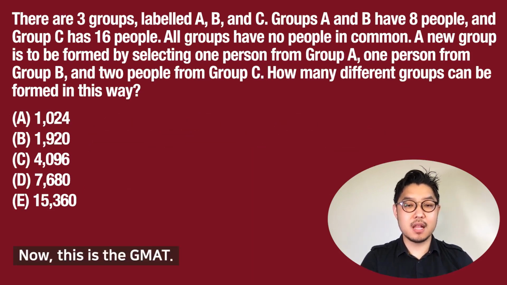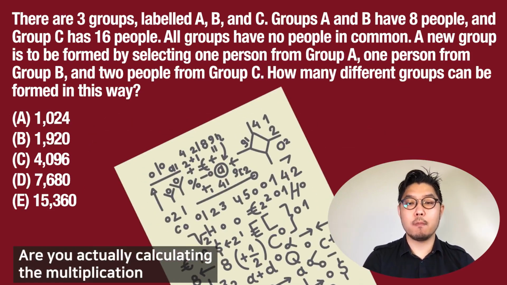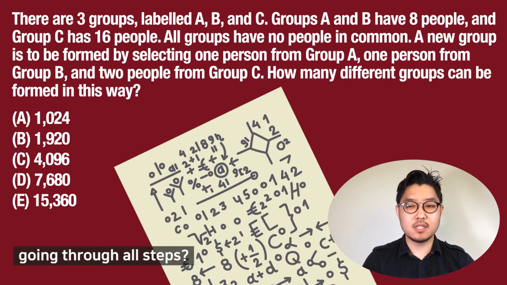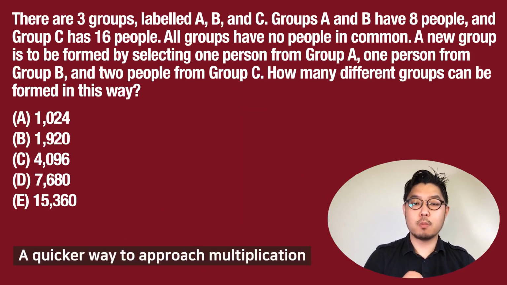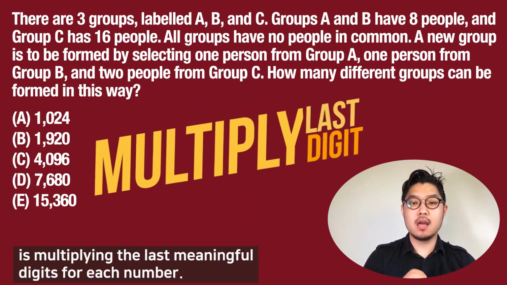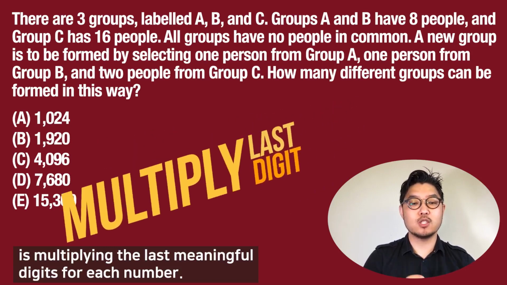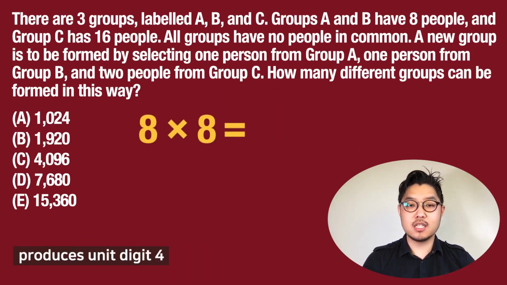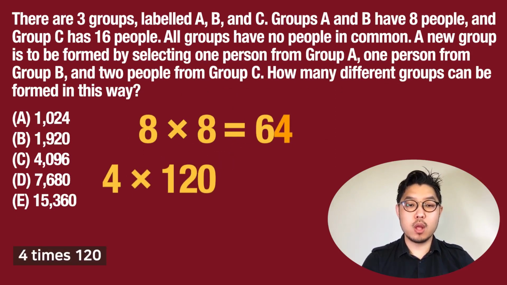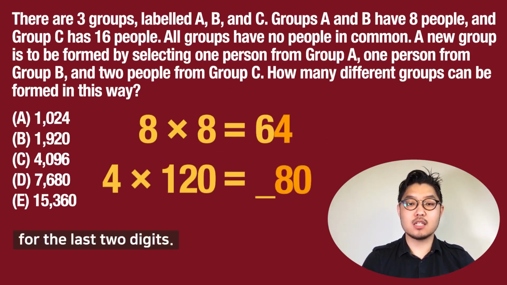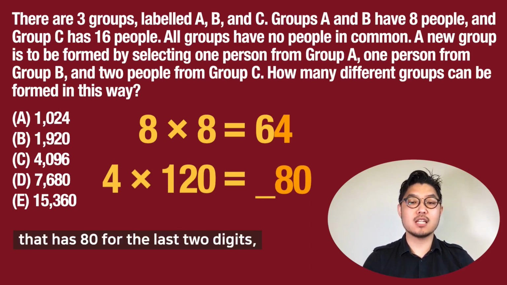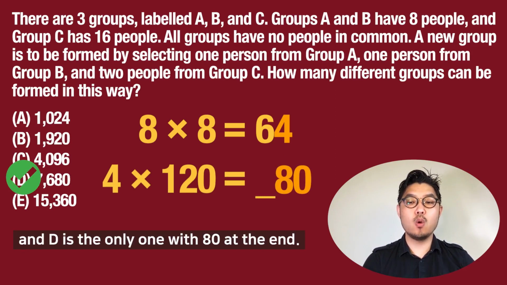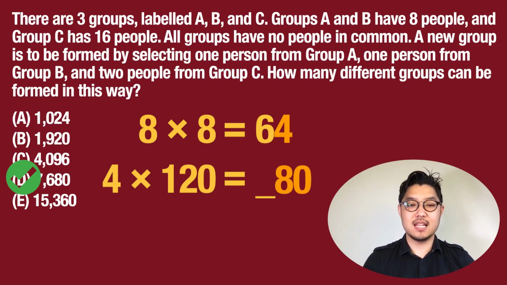Now, this is the GMAT. Are you actually calculating the multiplication going through all steps? Don't. A quicker way to approach multiplication is multiplying the last meaningful digit for each number. 8 times 8 produces the unit digit 4 from 64. 4 times 120 produces 80 for the last 2 digits. So select the answer choice that has 80 for the last 2 digits, and D is the only one with 80 at the end. D is the answer.